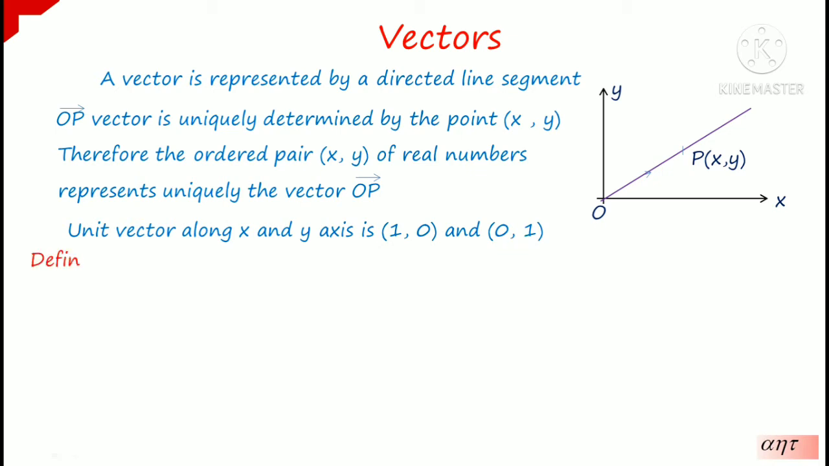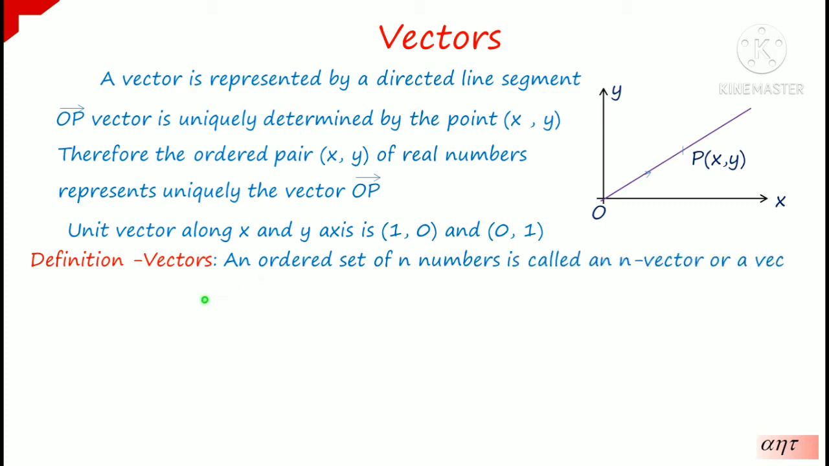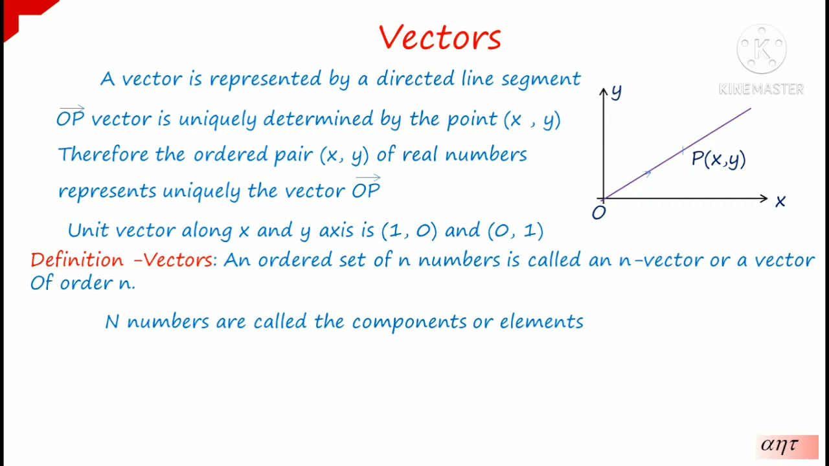Now we will define what vectors are. An ordered set of n numbers is called an n vector or vector of order n. The n numbers are called the components or elements of the vector. We write x is equal to x1, x2, x3, up to xn. This is a 1 by n matrix, a row vector, and these are the elements. Here we have 1 row and n columns, therefore it is a 1 by n vector.